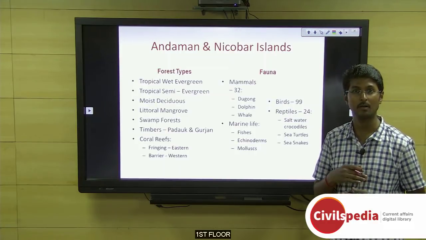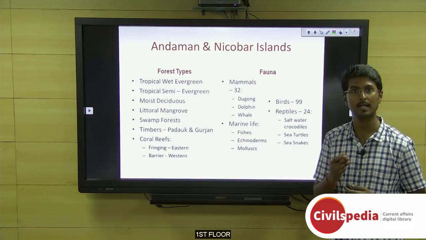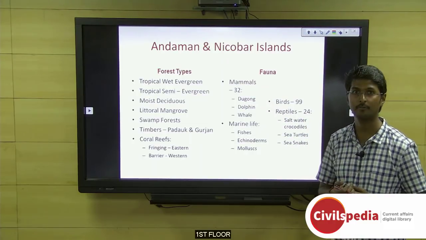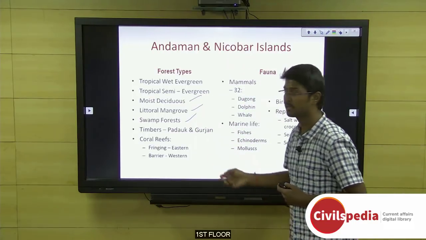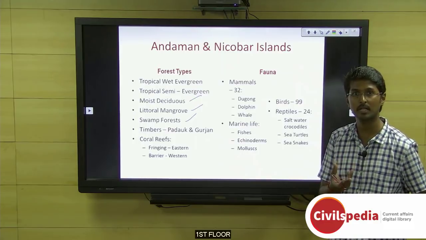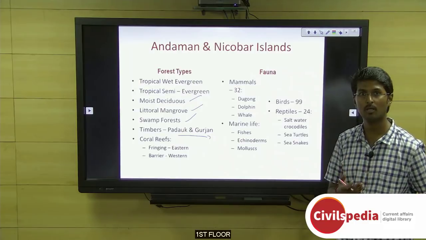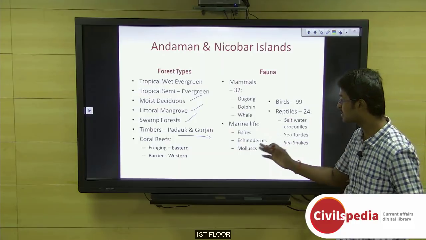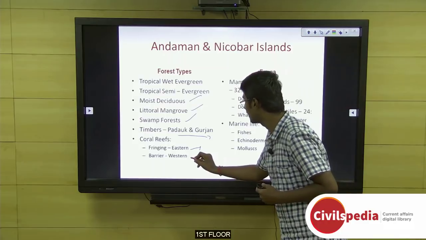And if you see, there are multiple types of forests located in Andaman and Nicobar Islands. If you see the climate as a whole, it has a tropical humid climate. So it is suitable for all these forests, which include the tropical wet evergreen forest, tropical semi-evergreen forest, moist deciduous forest, littoral mangrove forest, and swamp forest. There are some quality timbers being cultivated in these forests, padauk and gurjan, which are valuable. And you also have coral reefs in Andaman and Nicobar Islands, which are basically fringing reefs towards the eastern side of the islands, and barrier type of reefs towards the western side of the island.